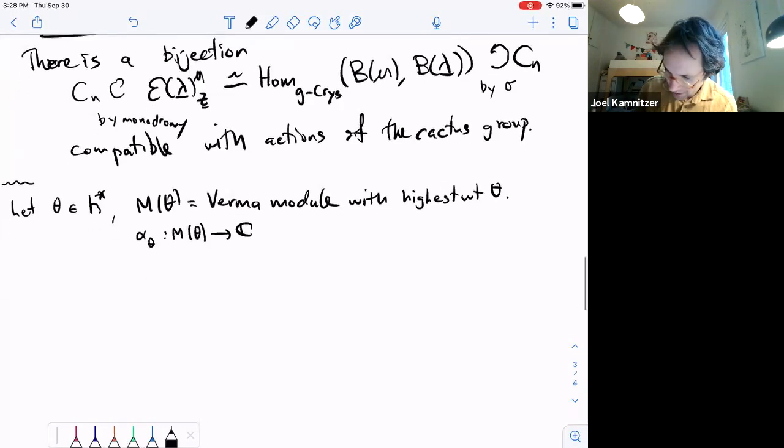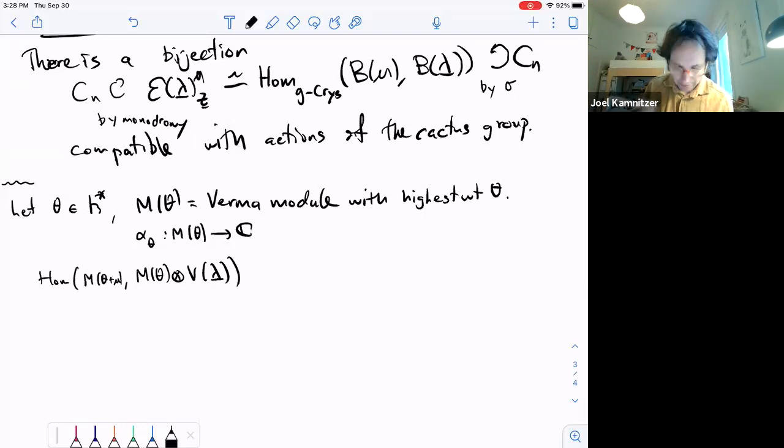So what we're going to be interested in now is taking such a Verma module and tensoring it with our tensor product, and then taking Hom from another Verma module into there. So why is it interesting? Well, first of all, Hom over g from a Verma module is the same as highest weight vectors in the place that the Hom is going to. So this is the same as highest weight vectors in this guy.